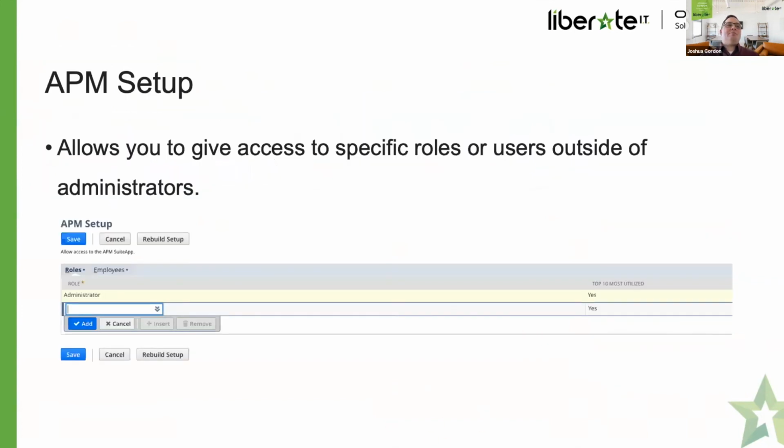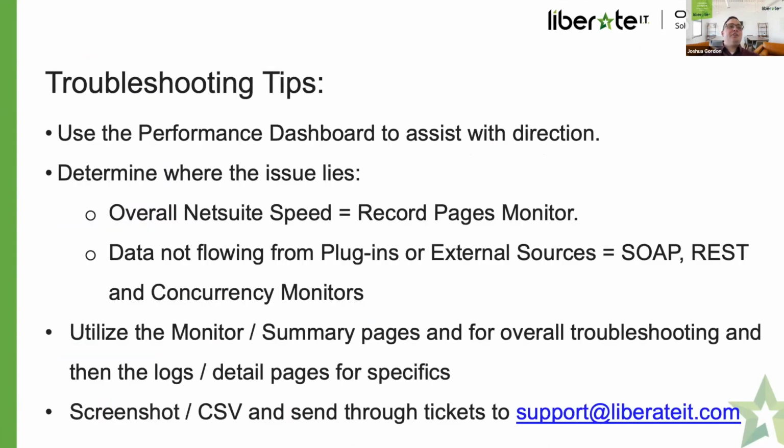Then finally, the APM setup. As I mentioned, you've got to be an administrator to access the APM tool to start with, but you can change this. Clicking on the APM setup, you can set specific roles. Say you have an IT manager that you want to be able to look at this, or an IT consultant role. You can stick that there, or a specific employee. If you have NetSuite champions within your organization, which we always encourage, you can set that under the employees tab so that they can access this, and you don't have to worry about anyone else that shares the same role to them having access. And look, thank you for your time, guys.